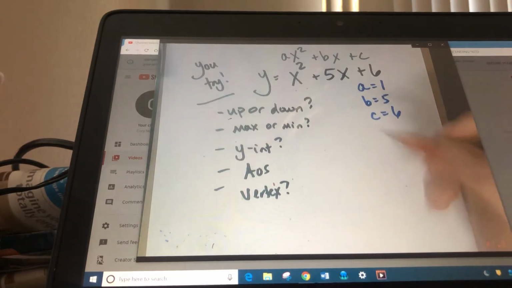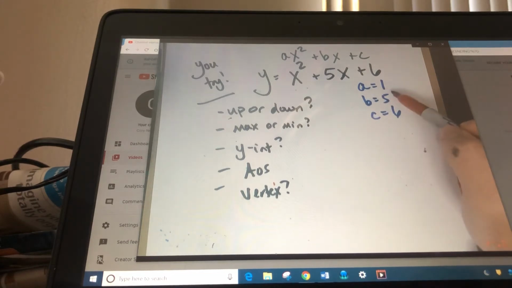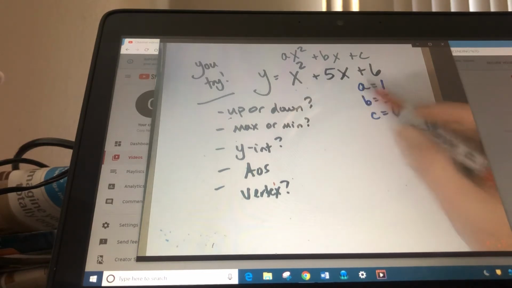Does it open up or down? Well, remember how we figure that out. If a is positive, it opens up. If it's negative, it opens down. So obviously a is positive, so it's going to open up.